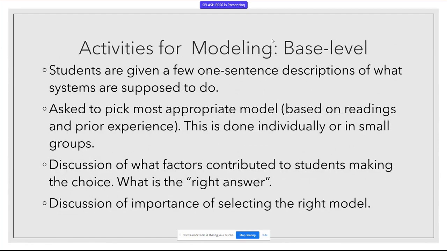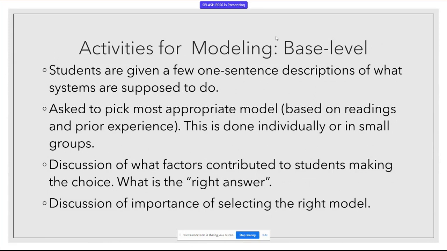Now, modeling base level, what do we do? Sometime around the third week of the course or so, we talk about modeling. We talk about the various kinds of models that we can build. So the students are able to appreciate that there are different types of models for different situations, different types of problems, and they are not, or at least many of them are not quite sure about the right model to choose for a given problem.